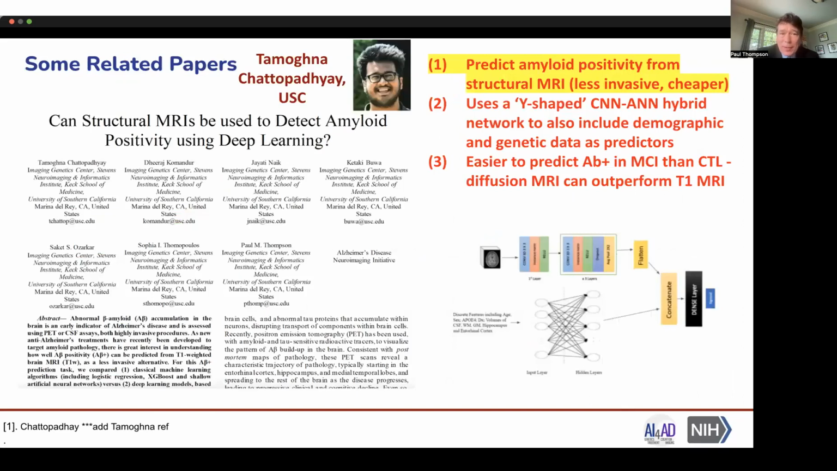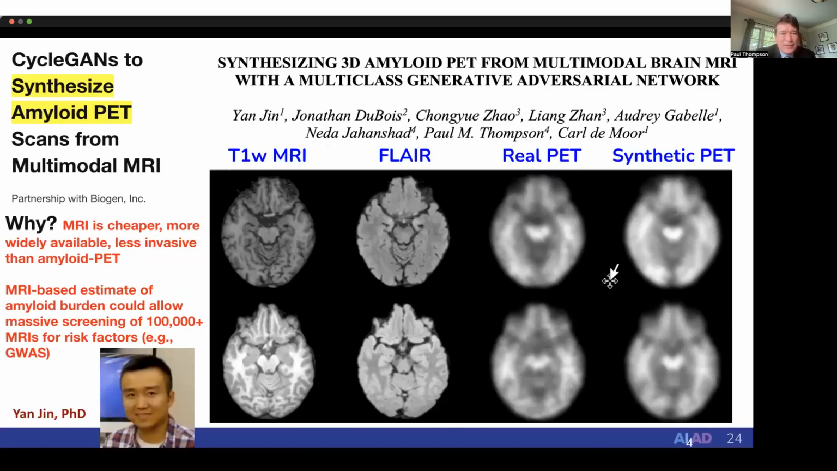Related work, can structural MRI be used to detect amyloid in the brain? This work by Tamong and Chattopadhyay has been predicting amyloid positivity from cheaper and more widely available MRI scans. Diffusion MRI performs particularly well. And he's been using a so-called Y-shaped hybrid neural network to also include demographic and genetic data as predictors.